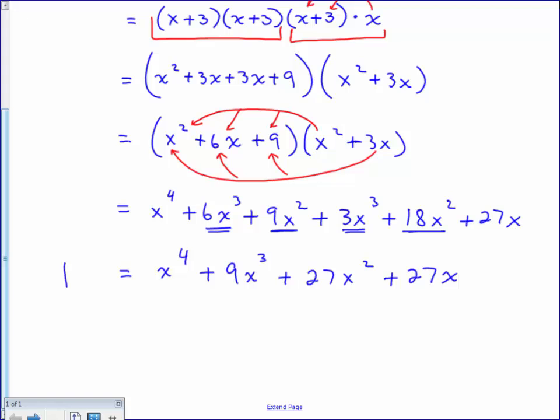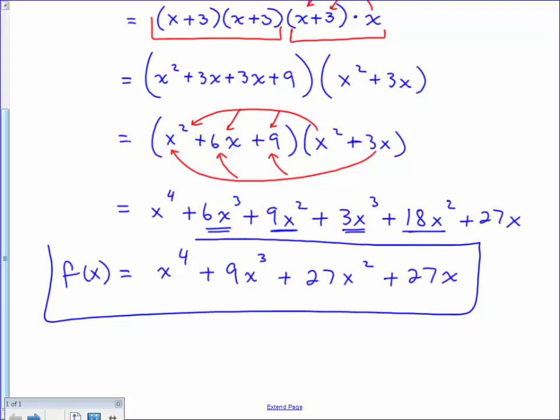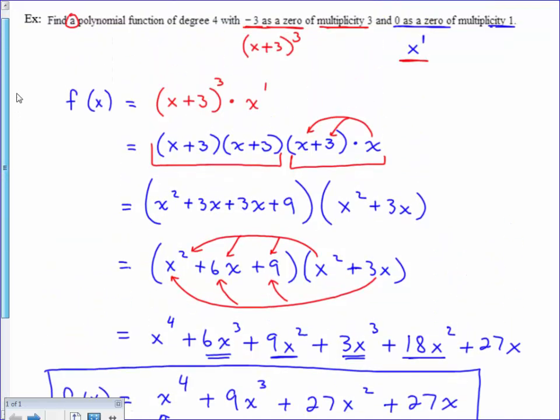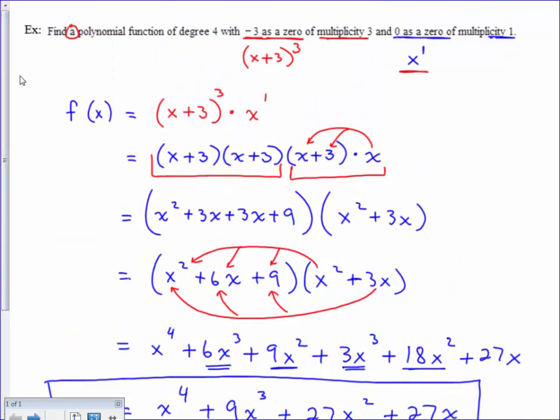Now, this is our final polynomial function. Notice that it does have degree 4. When we look here, the highest power on our x is to the fourth. And then because of the way we built it, when we originally built the function at the top, notice that negative 3 is a 0. It has multiplicity of 3. 0 is a 0, it has multiplicity of 1. So we have fulfilled all the requirements of this problem.